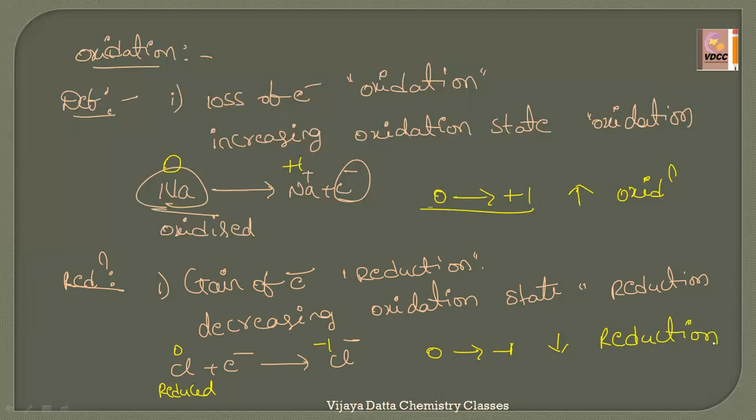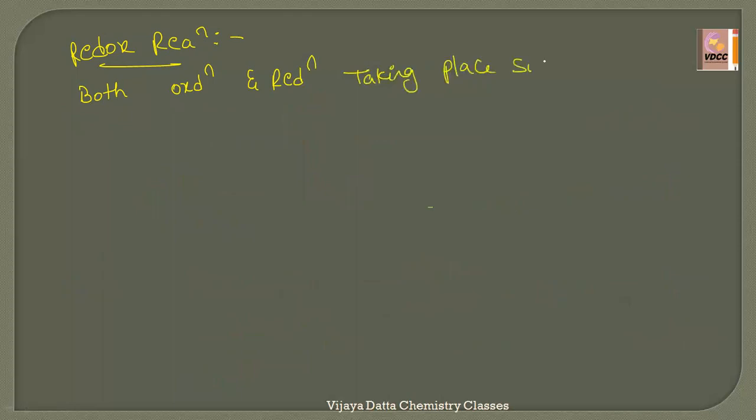This is called oxidation and reduction. Generally, when both oxidation and reduction take place simultaneously, that is called a redox reaction. What is the definition of a redox reaction? Both oxidation and reduction taking place simultaneously, such reactions are redox reactions.